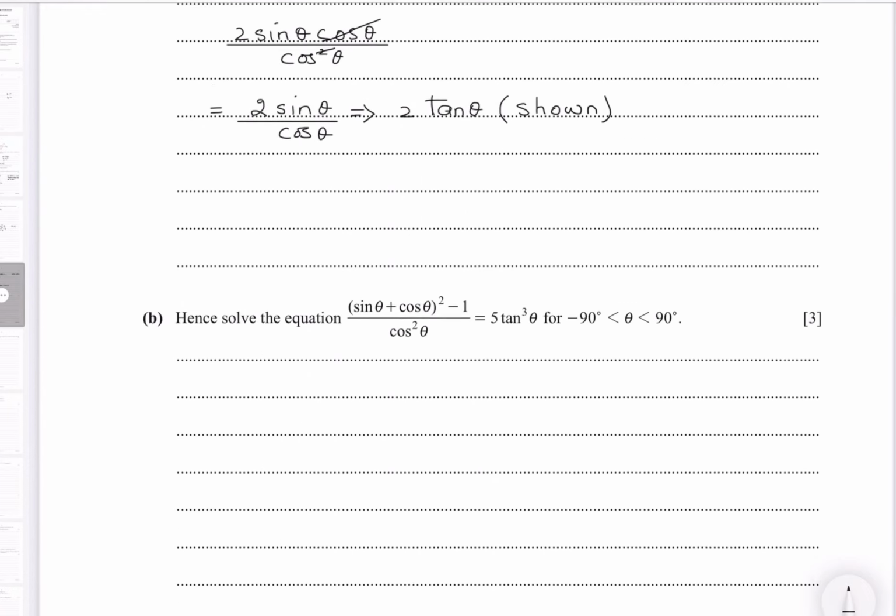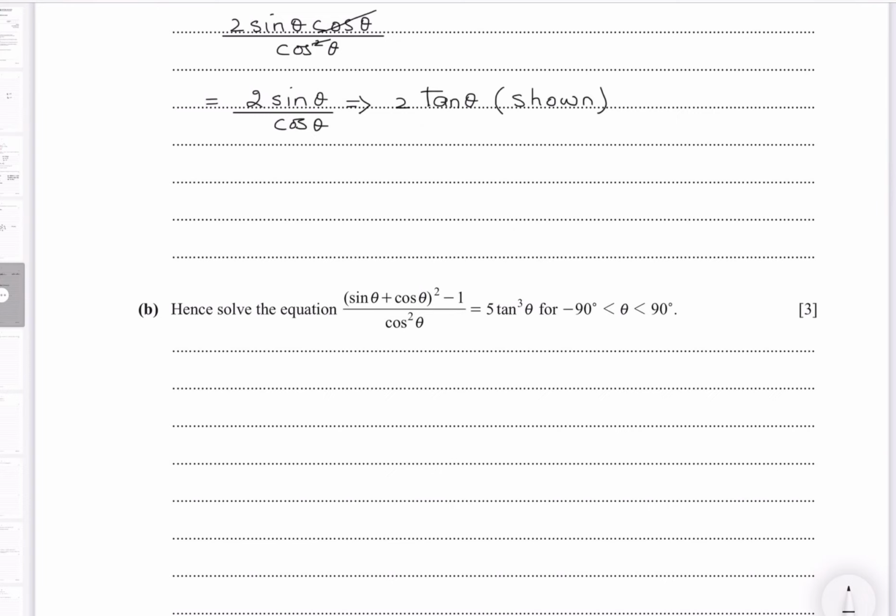So this was part A. Now in part B, hence solve the equation (sine theta plus cos theta) whole square minus 1 over cos square theta is equal to 5 tan cube theta, for theta less than 90 and greater than minus 90. So for the left hand side, we have already shown in the previous part that this is equal to 2 tan theta. So we can write 2 tan theta is equal to 5 tan cube theta. Now simplify it from here.